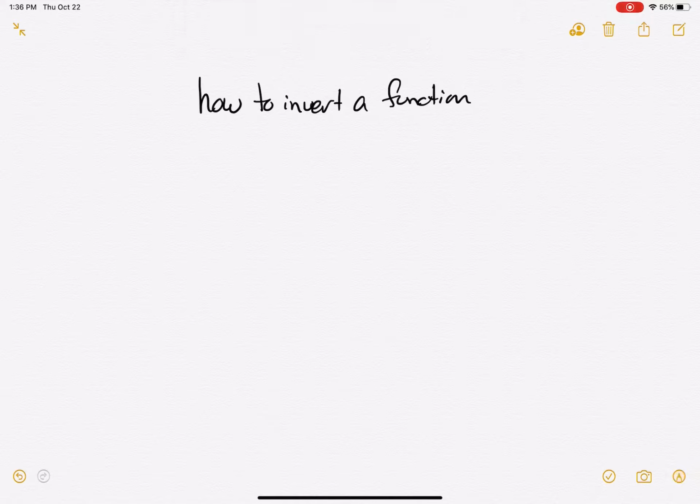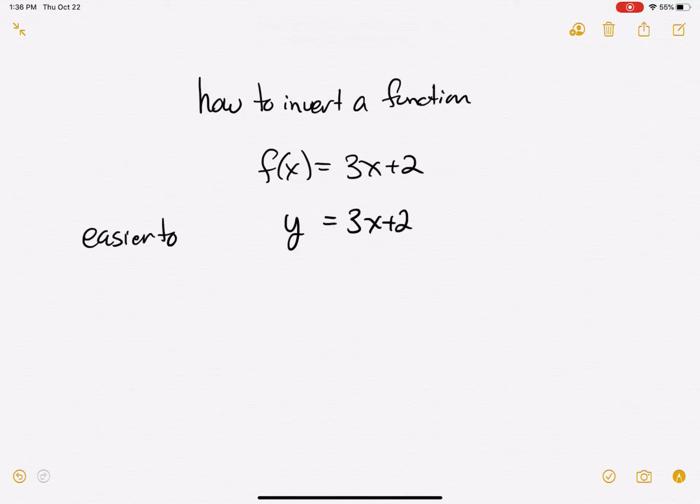And this is pretty straightforward. Let's say I had f of x is equal to 3x plus 2. The technique that we use is we substitute f of x with y. And the reason why we do that is it's just easier. It's the only reason we do it.